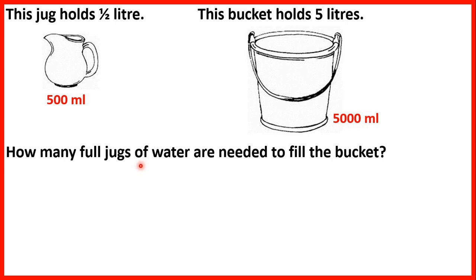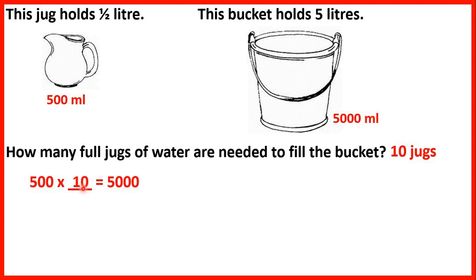So we need to know how many full jugs of water, so how many 500 millilitres are needed to fill the bucket, so needed to make 5000 millilitres. And 500 times 10 is 5000, because remember, when we multiply by 10, we can just put a 0 on the end if it's a whole number, so 10 jugs of water are needed.